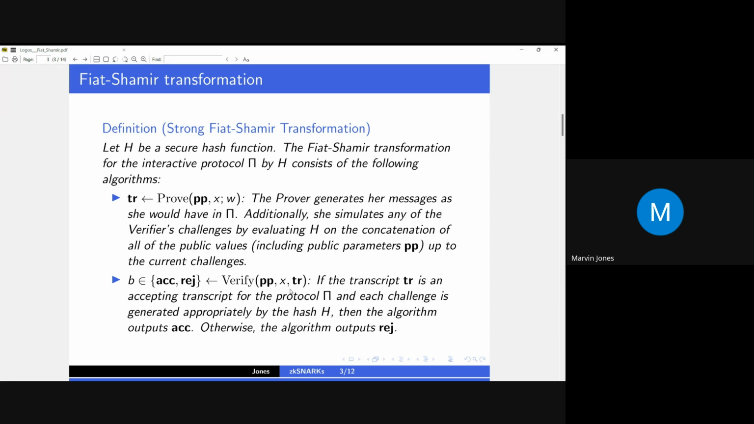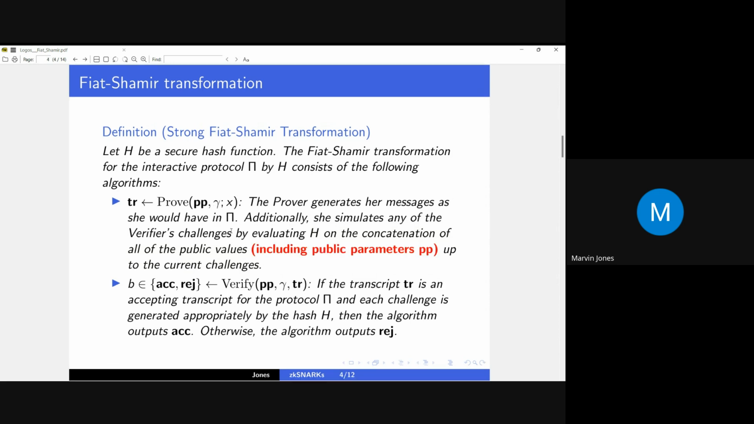All it does is take a modification of our proof system, where all the challenges are evaluated using a hash function based on all the public values. And for the strong version, we really have to include the public parameters. The public parameters is what really messes people up. We're going to see why it is a big deal to include the public parameters, because if you don't, then that's going to be bad.